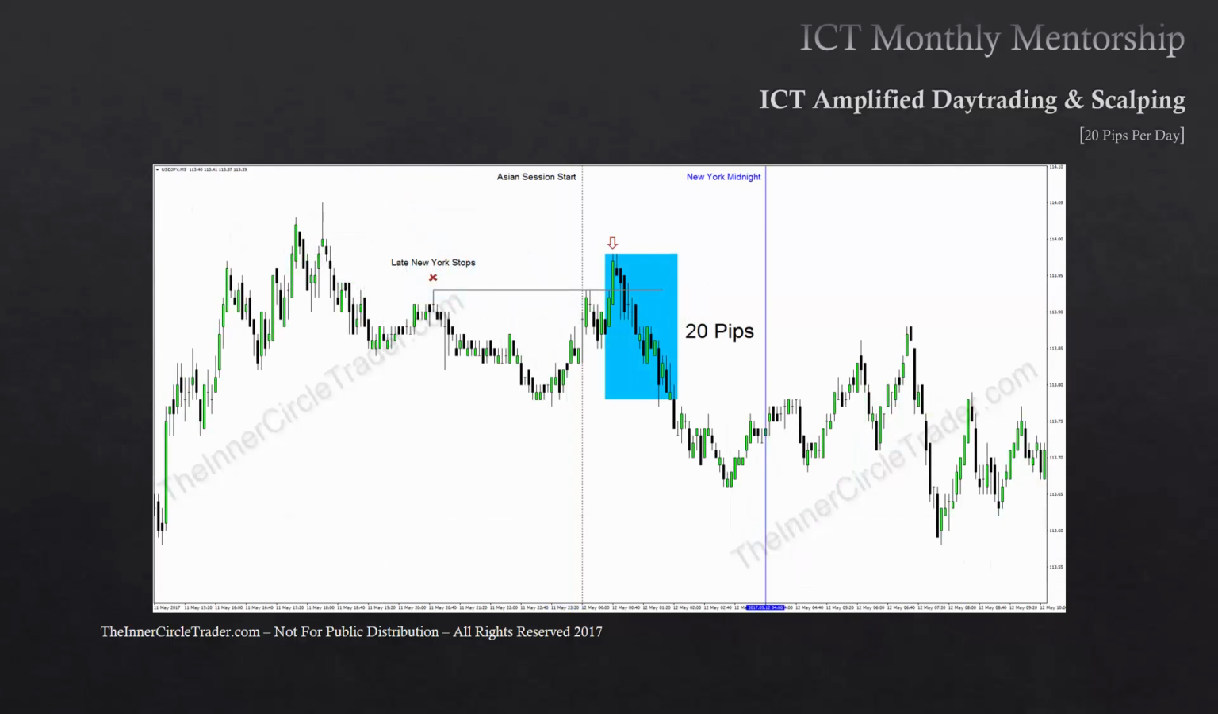Here's another example here. This is the dollar yen, another short-term high. Price trades above it during the Asian session. Fade that. 20 pips is seen before midnight during the Asian range as we define it. So between 8 o'clock at night New York time, we see a small little rally up. They fade that and price trades down. 20 pips allows you to bank that.